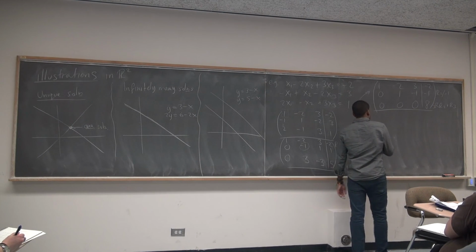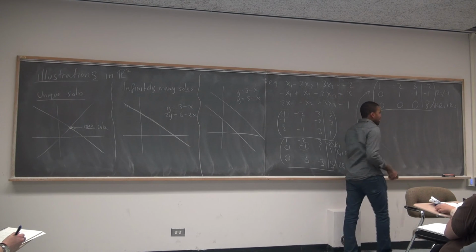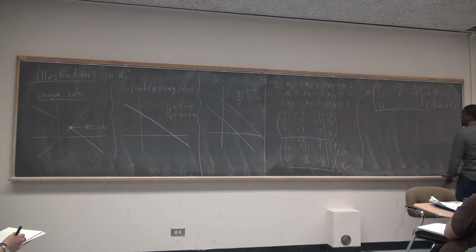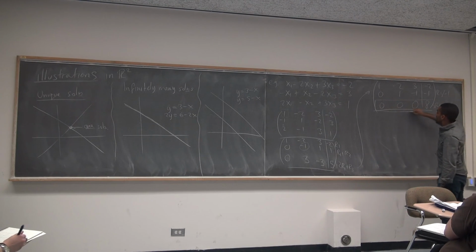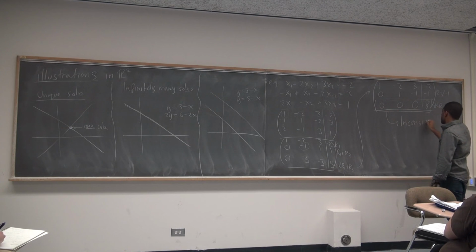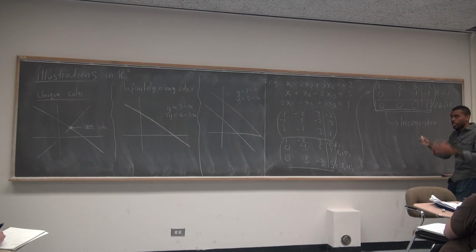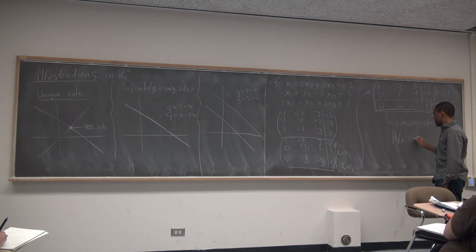Now what do we do? Stop. Exactly. Why did you stop? Because you don't have any x or y or z equaling. 0x1 plus 0x2 plus 0x3 equals 8. That means inconsistent. Remember, this is something you're always looking out for. So this system actually has no solution.